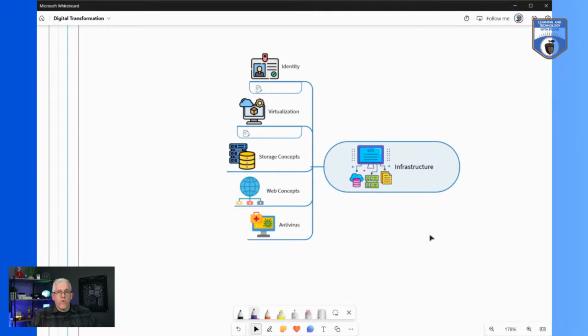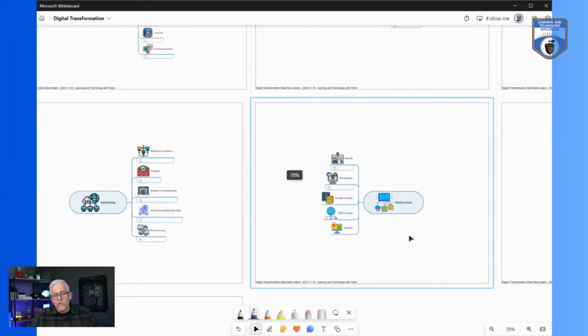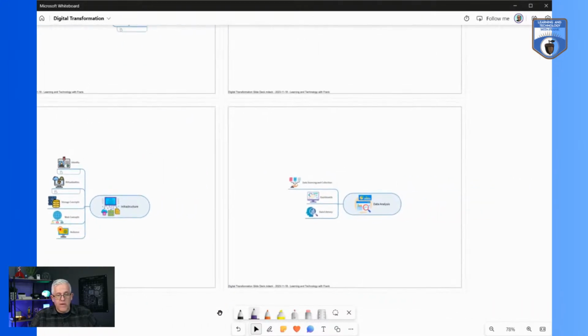That's going to be pretty important. Things like virtualization, the more robust storage concepts in terms of cloud storage, shared storage, network accessible storage, storage area networks, different web concepts, not just how to use the internet, but actually how the internet works, how we can set up resources that people can come to, and how we can go to other resources, and things like security and antivirus. So that can also be expanded upon, as we will see in a bit too.